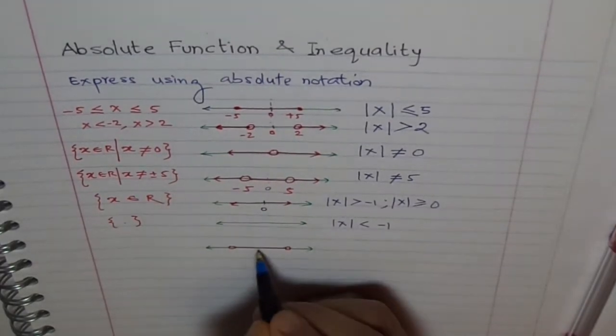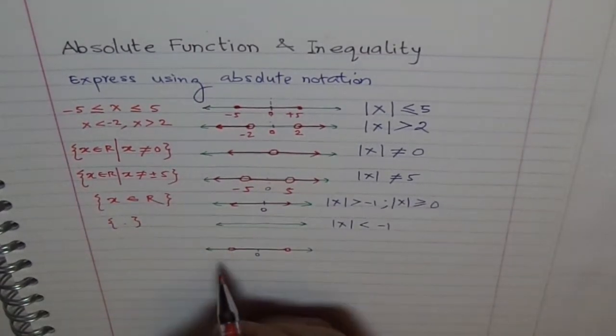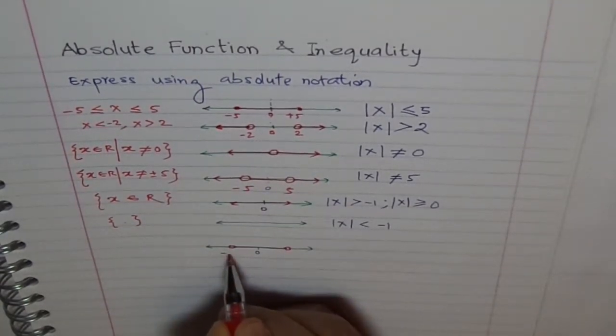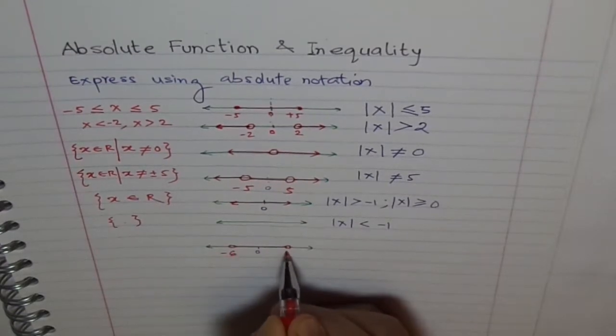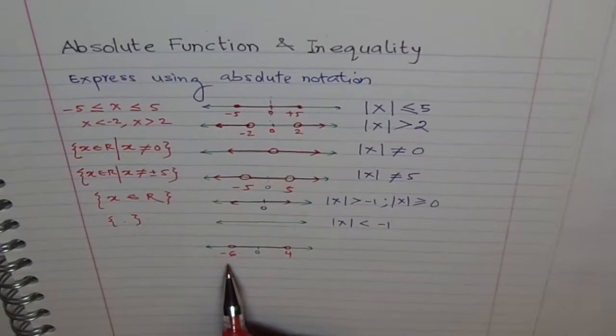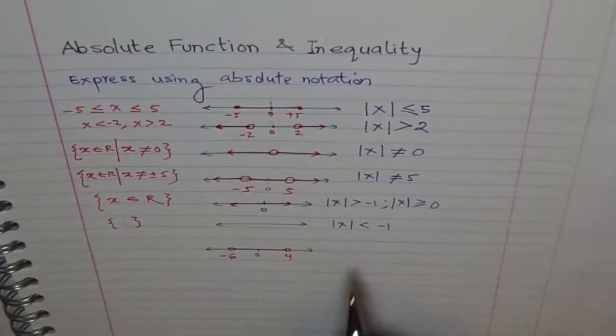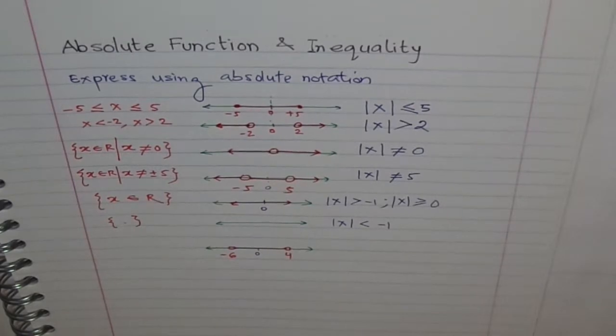What I'm trying to say is this is our 0. Normally we take them symmetric, right? But let's think like this. Let's say this is my minus 6 and this position is 4. And we want all the numbers between minus 6 and 4 to be represented as an absolute function. How will you do that?